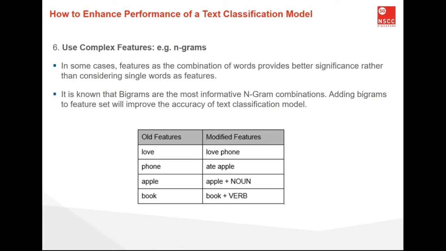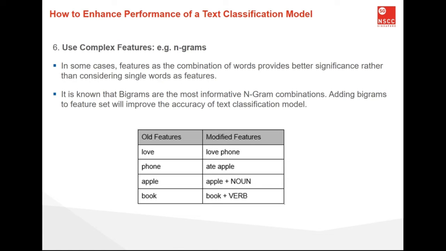In some cases, features as the combination of words provide better significance rather than considering single words as features. Combinations of n words together are called n-grams. It is known that bigrams are the most informative n-gram combinations. Adding bigrams to the feature set will improve the accuracy of a text classification model.